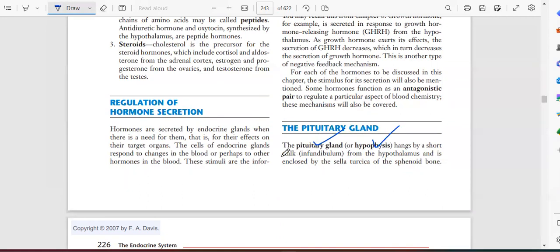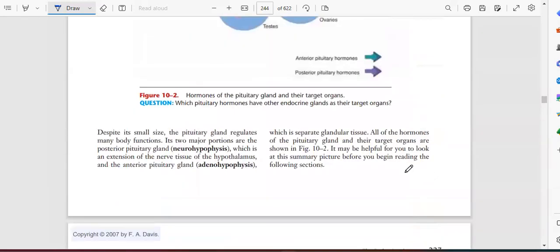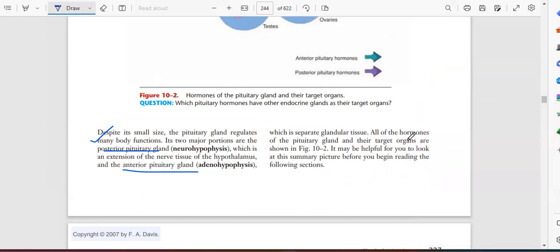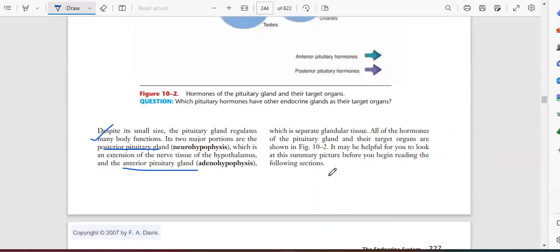It is attached by a short stalk, the infundibulum, to the hypothalamus and is enclosed by the sella turcica of the sphenoid bone. Despite its small size, the pituitary gland regulates many body functions. Its two major portions are the posterior pituitary gland, the neurohypophysis, which is an extension of the nerve tissue of the hypothalamus, and the anterior pituitary gland, the adenohypophysis, which is separate glandular tissue.